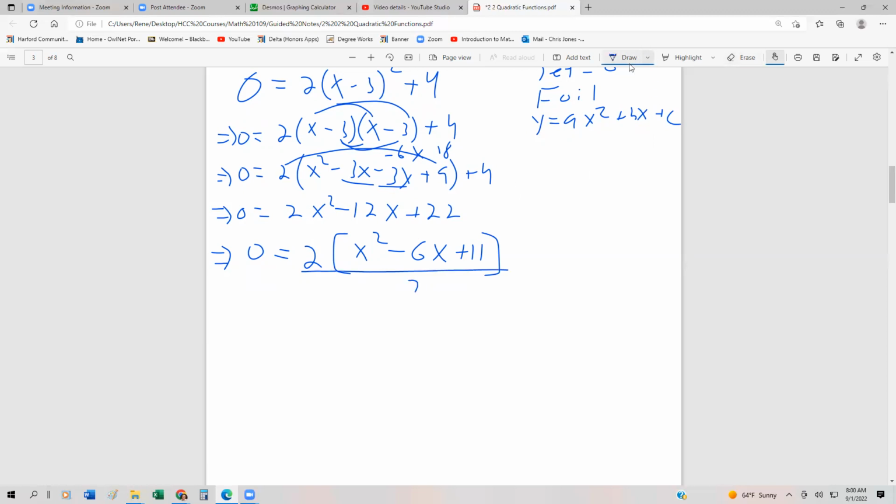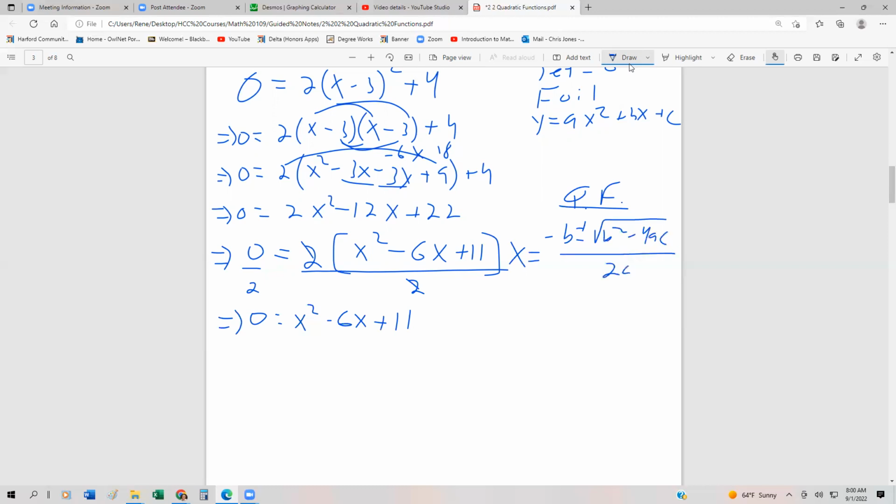And this is a trick you guys can always use when you're solving a quadratic. You could divide by 2, and that means we're left with this equation, 0 equals x squared minus 6x plus 11, right? Now what we can do is use the quadratic formula to solve for the x-intercepts. And remember, our quadratic formula: x equals the opposite of b, plus or minus the square root of b squared minus 4ac, divided by 2a.